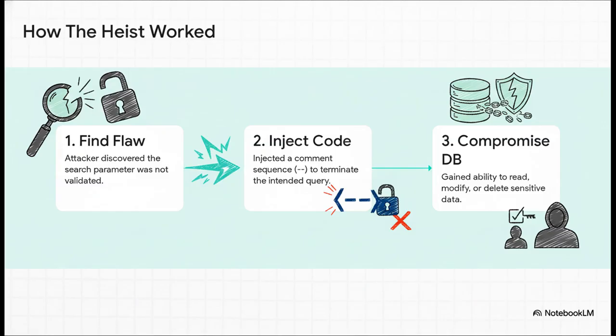So how did it all go down? It was shockingly simple. First, they found the flaw. The search box wasn't being checked. Second, the attacker injected a tiny bit of code. In this case, just 2 little dashes. Now, in the SQL language, 2 dashes mean ignore everything else on this line. This trick effectively chopped off the rest of the command the developers had written, letting the attacker's own command run instead. And just like that, with that one tiny trick, they had the keys to the kingdom, the ability to read, change, or even delete data in the database.